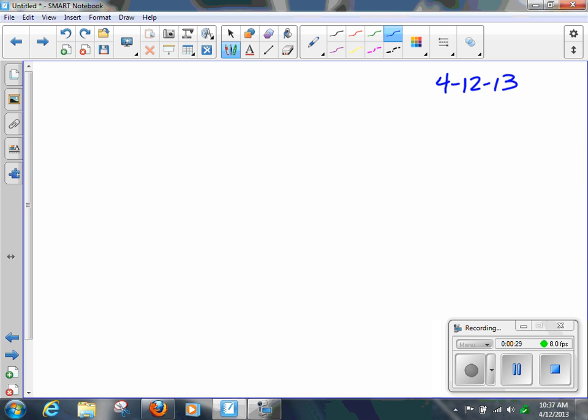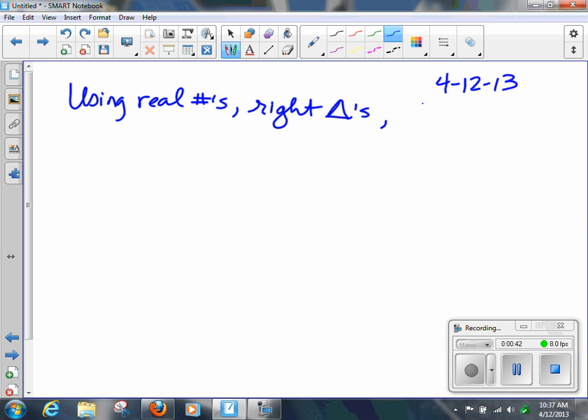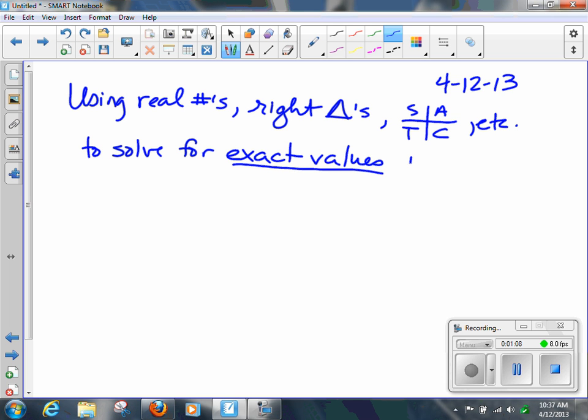All right. So what we're going to be doing, folks, is we're going to be using real numbers, right triangles, the all-star trig class trick, and other stuff to solve for exact values using the addition and subtraction formulas.